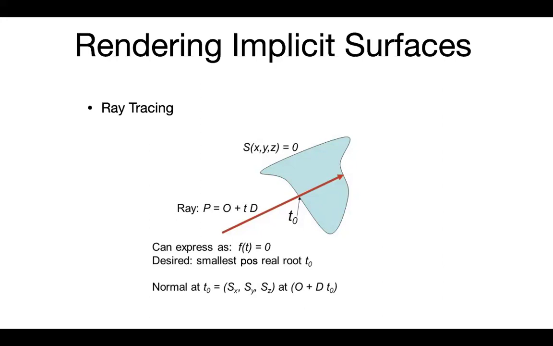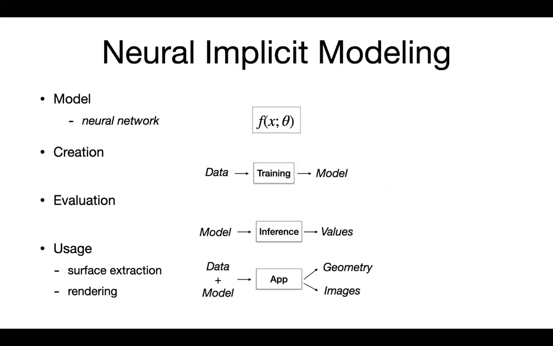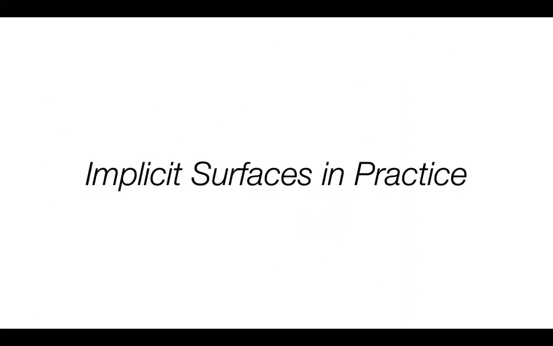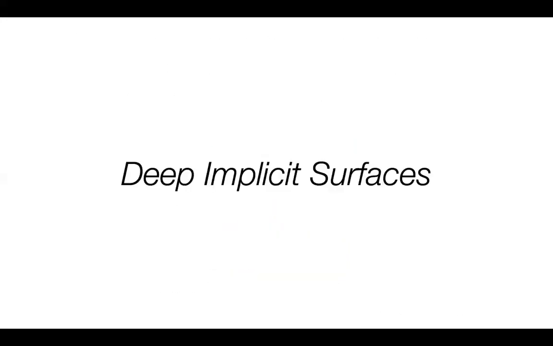And furthermore, when you find this T0, the intersection point, we compute the normal and then do shading and do other things, right? So it's natural to use this function for rendering also. And so here we can use, as I mentioned previously, Marching Cubes for surface extraction and ray tracing for rendering. And there are many other things we can do with this representation.